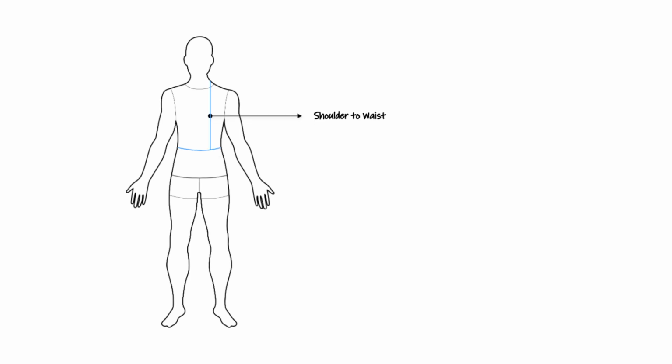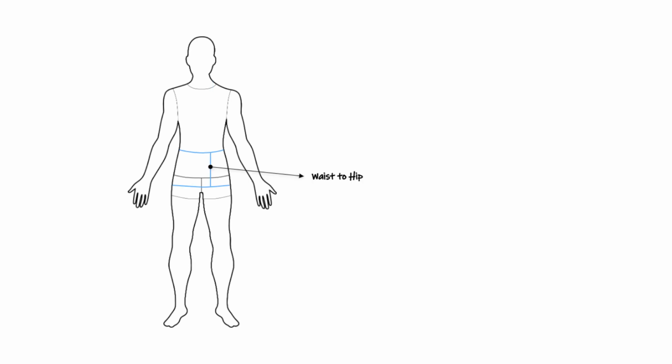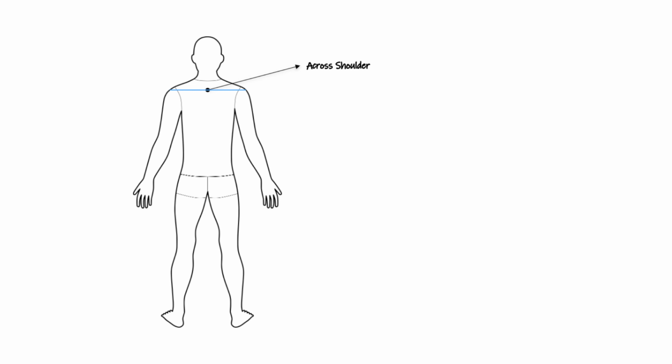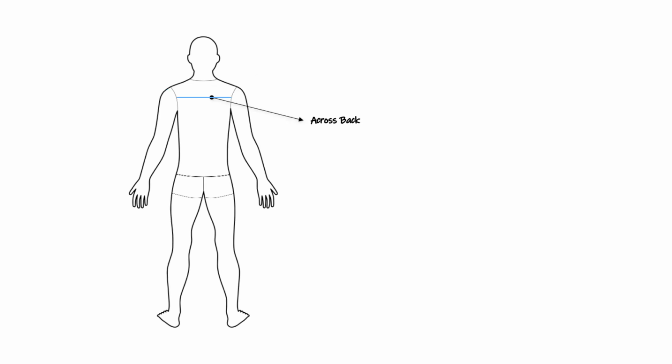Shoulder to waist, measure from the side of the neck to the waist. Waist to hip, measure around the widest part of the hips. Across shoulder, measure from shoulder tip to shoulder tip. Across back, measure between the left and right back underarm point. Neck to waist, measure from the side of the neck to the waist.